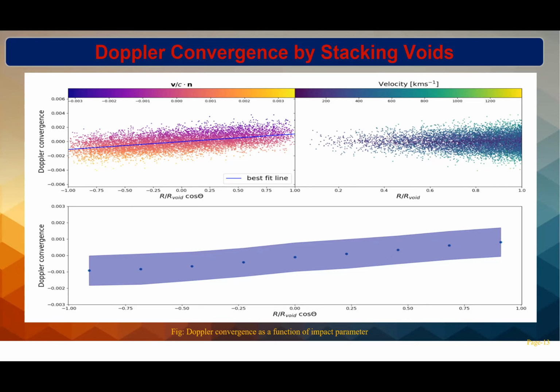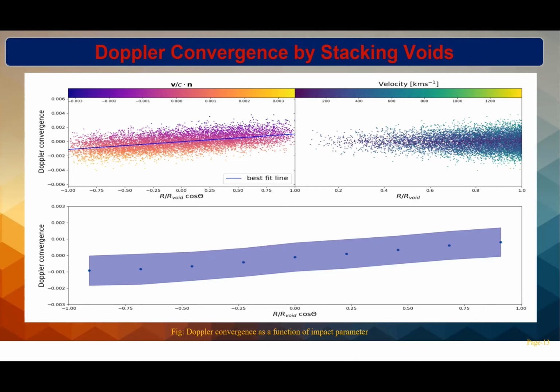Then we perform the dot product between the normalized velocities of the halos associated with the voids and the directions of the vectors between the observers and halos. Then we multiply the rest of the parts of the Doppler convergence equation with the results of the dot product and calculate the value of the Doppler convergence, considering the redshift of the source at z equals 0.6.